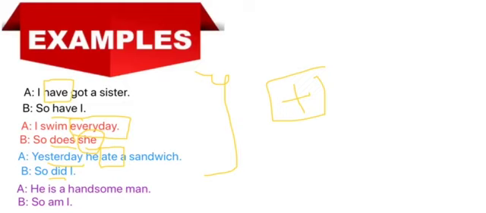The last one: he is a handsome man. So am I. It's affirmative, so we start with so. It contains the auxiliary verb, which is is, so we are going to answer with is or one of its family. And because the subject is I, we use am, because this is the suitable helping verb for the subject I.